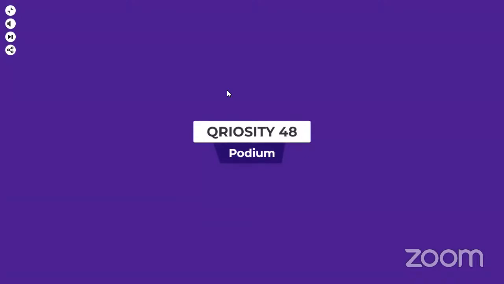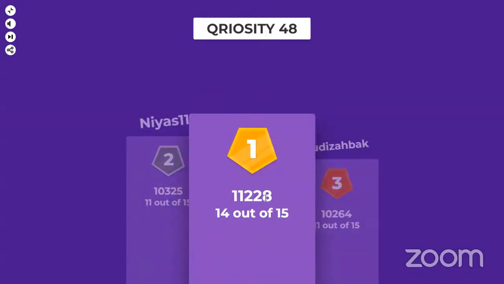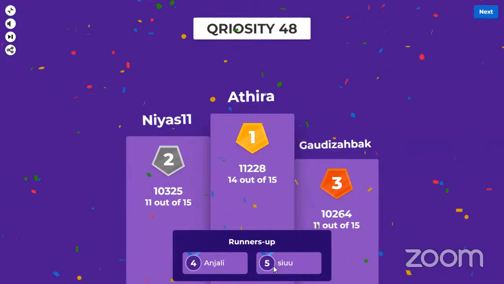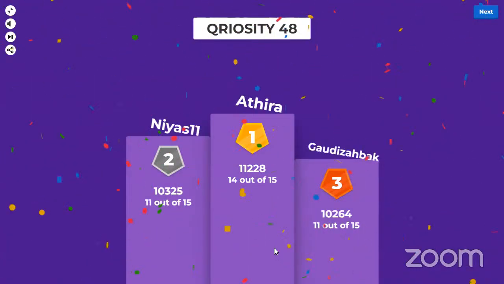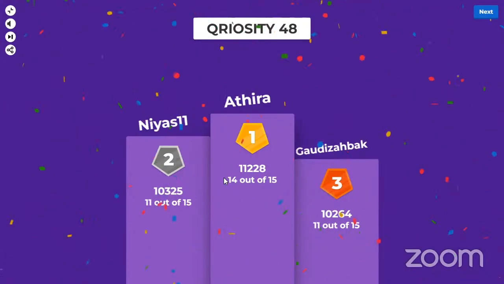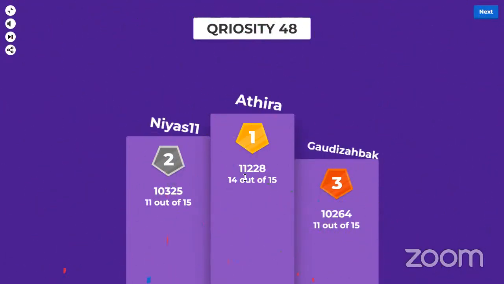Third, we have Gaudi Sabha with 10264 points. Second, we have Niyas. And first, with 1128 points, we have Adira. So, congratulations all. And we have runners up also, Anjali and CU. All right. So, congratulations to all the winners and thank you to all the participants.